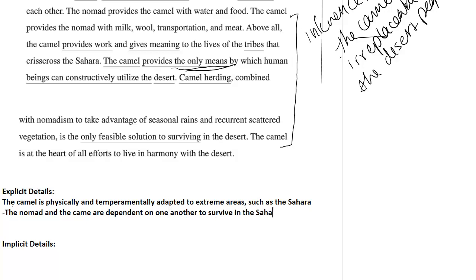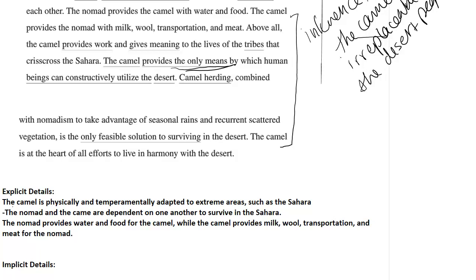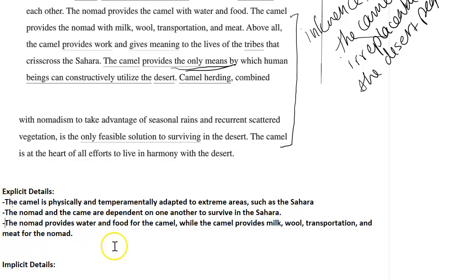In the Sahara, the nomad provides water and food for the camel, while the camel provides milk, wool, transportation, and so these details were outlined in the passage. They are explicit. They come straight from the passage.